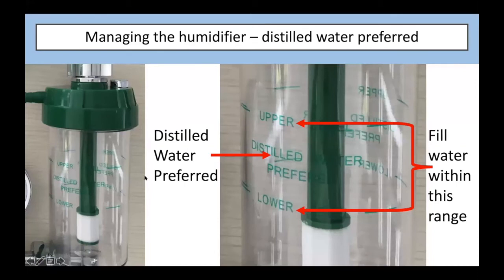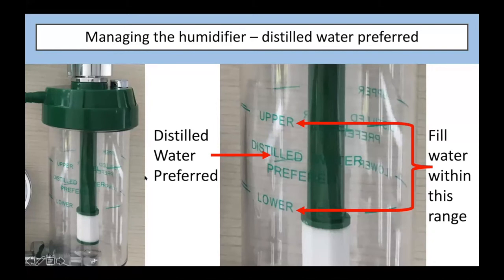So let's shift from worrying about the cylinder gauge to managing the humidifier. The humidifier is essential to preventing the airway from becoming dried by breathing a dry oxygen gas. So the oxygen goes from the flow meter through the humidifier. And it's basic and simple to take care of. It just needs to be cared for.